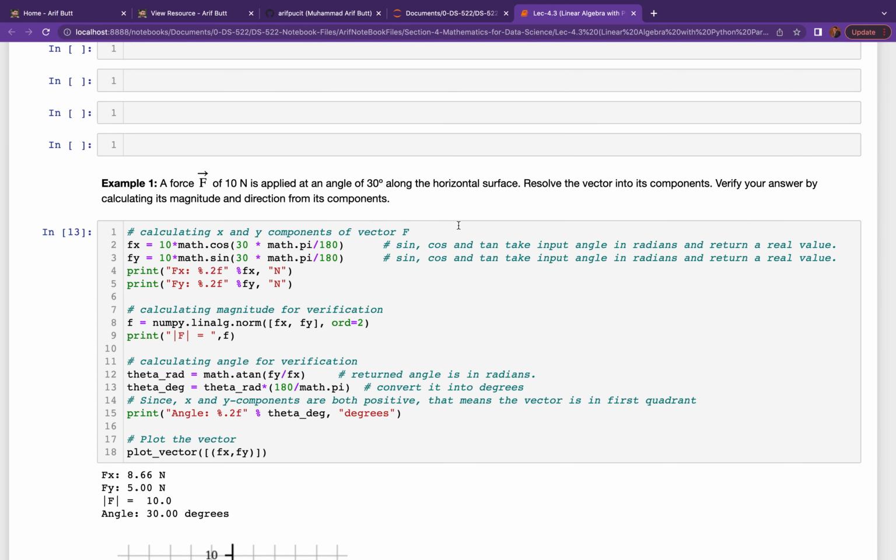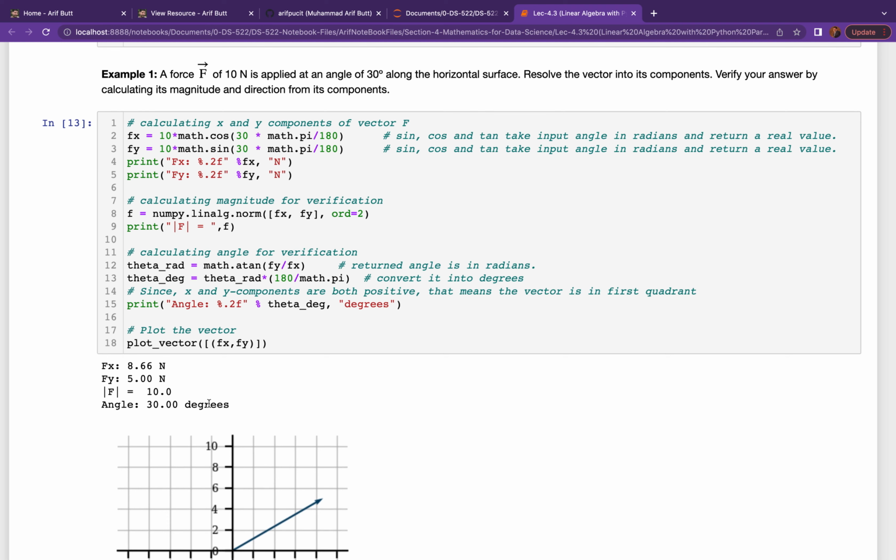So you have given me the force 10 Newton and angle 30 degrees, and I have computed the fx and fy components, and later from the fx and fy components I have once again verified it by computing the L2 norm and the angle. So which is the same. Great.